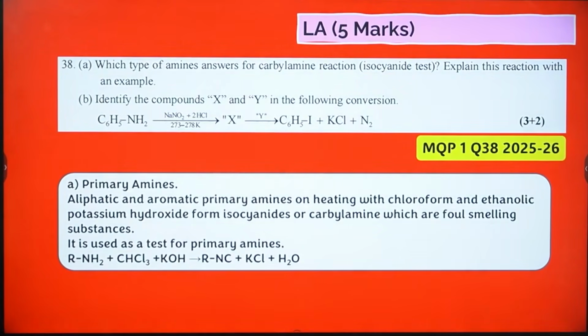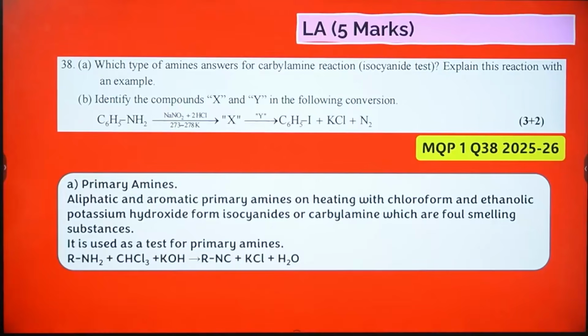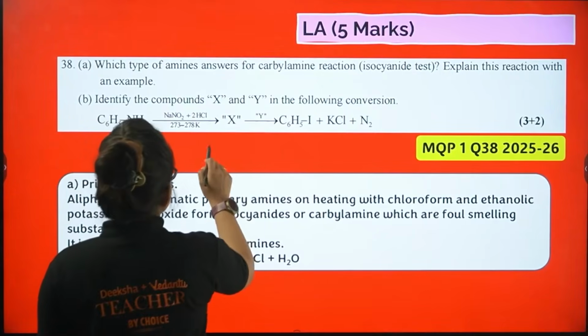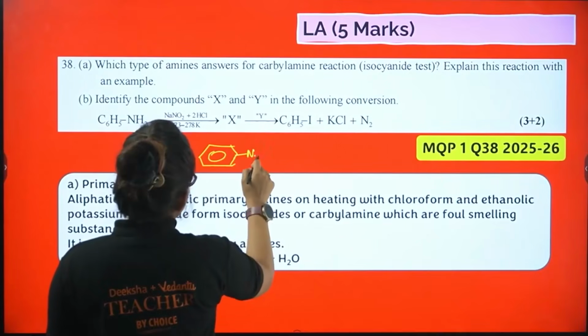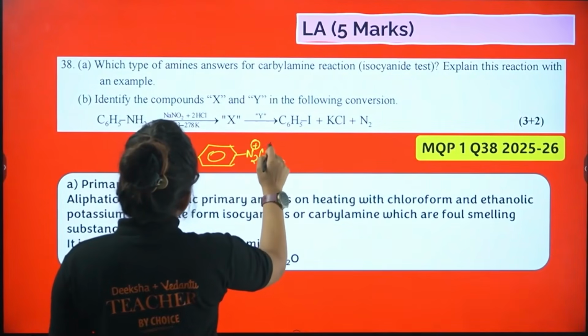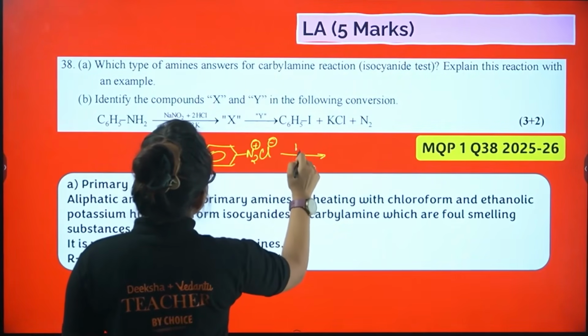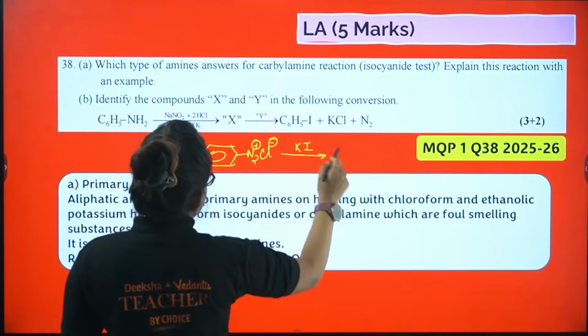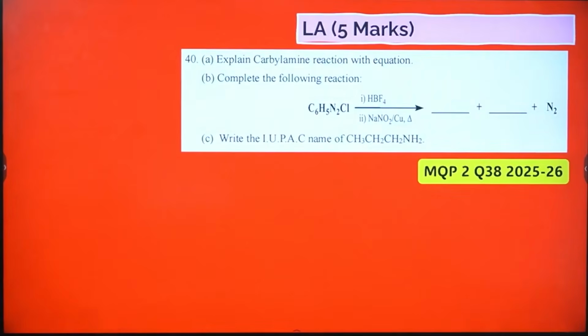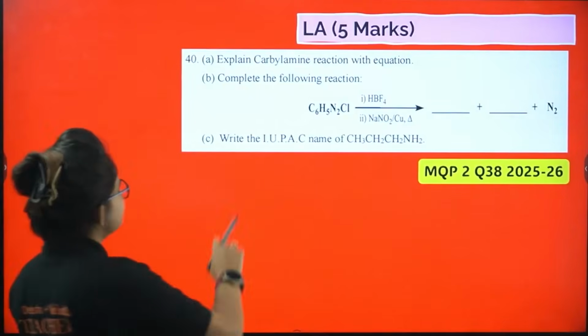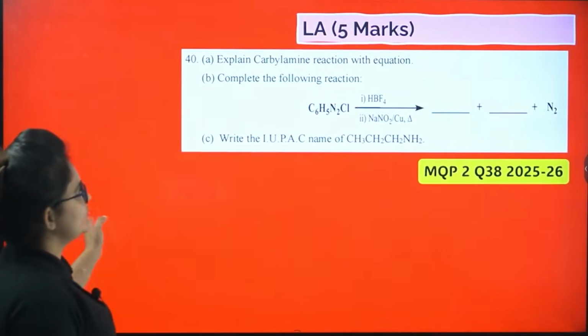Next, identify the compound X. So X is going to be benzene diazonium chloride, right? X is going to be N2+ Cl-. So now here if you give KI, you will end up with this. Okay, I guess it is clear. Let's proceed. For this case, explain carbylamine. Just now we did it in the previous slide.